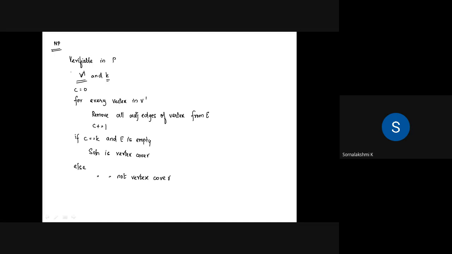Now we can see this algorithm is solvable in order of K. You have K vertices in V dash. So this verification can be done in polynomial time. So it is proved that this vertex cover problem is NP. Verification I can do in polynomial time.